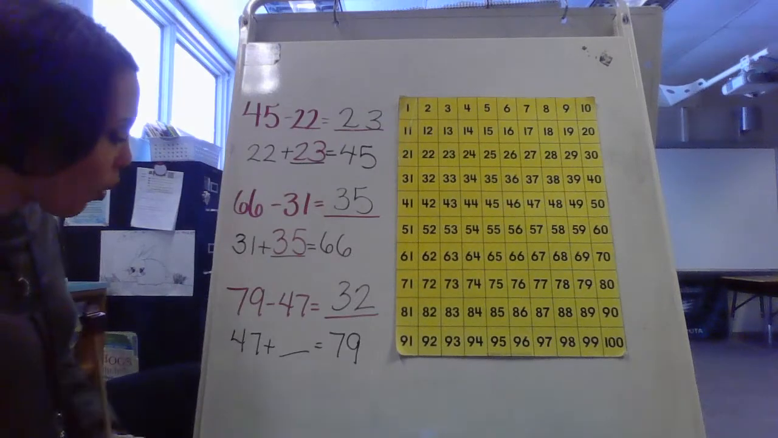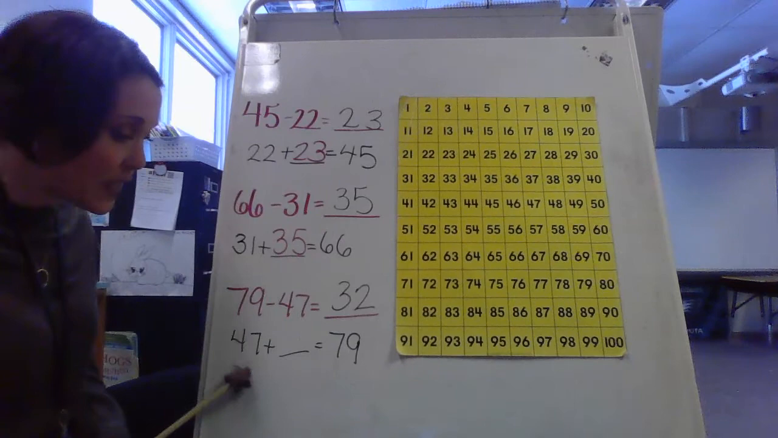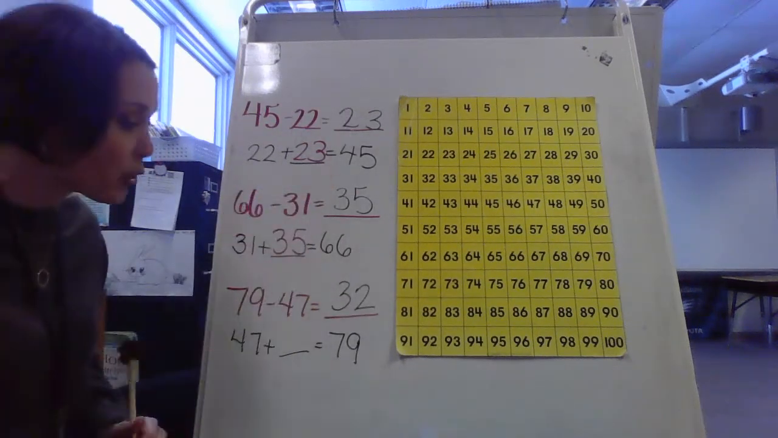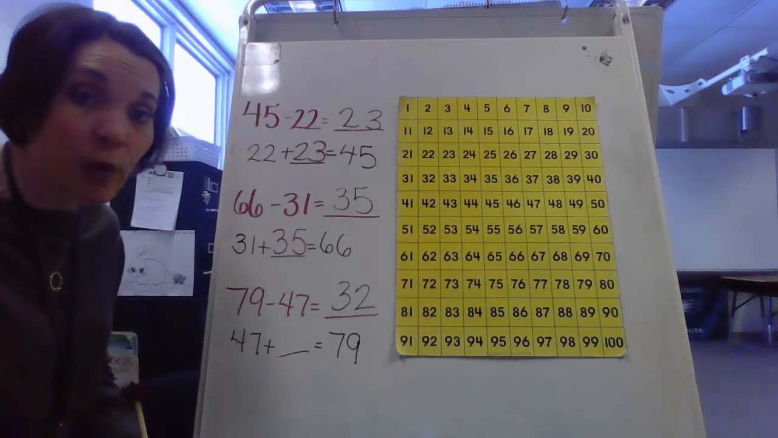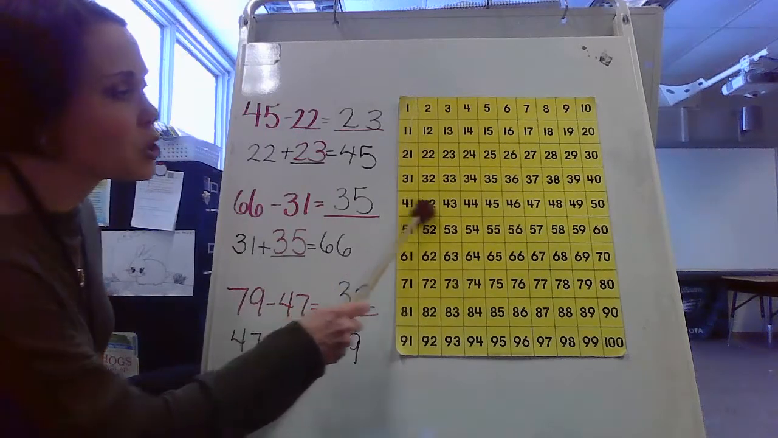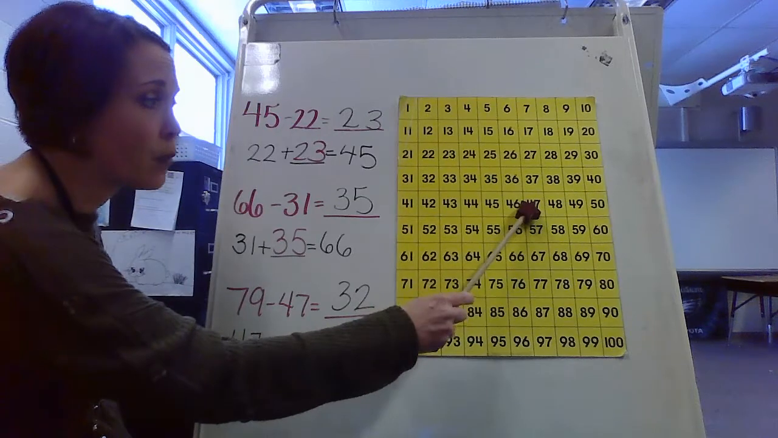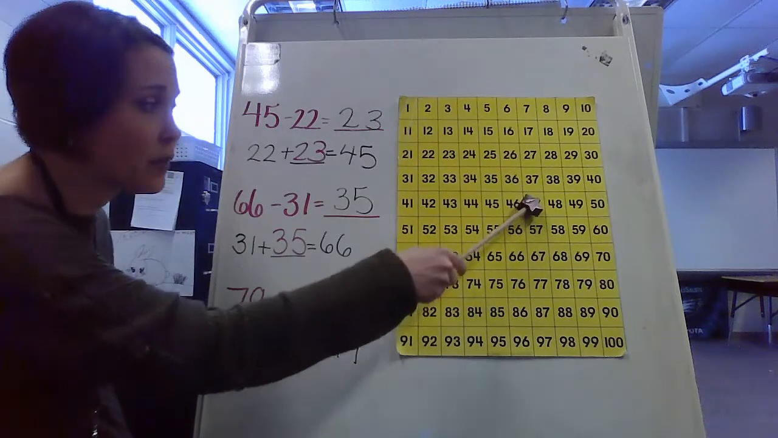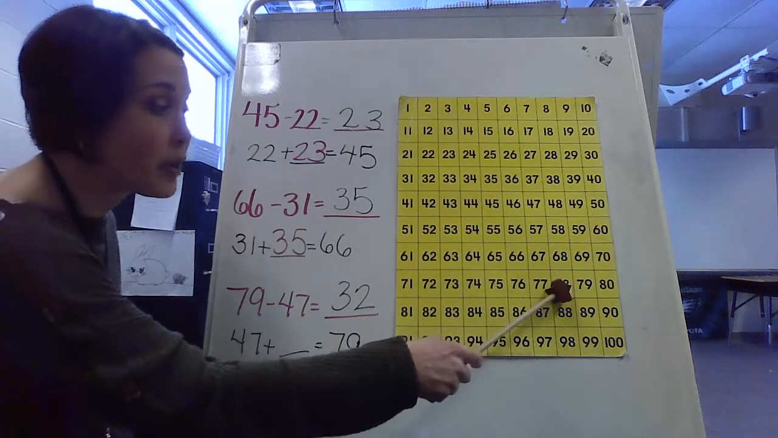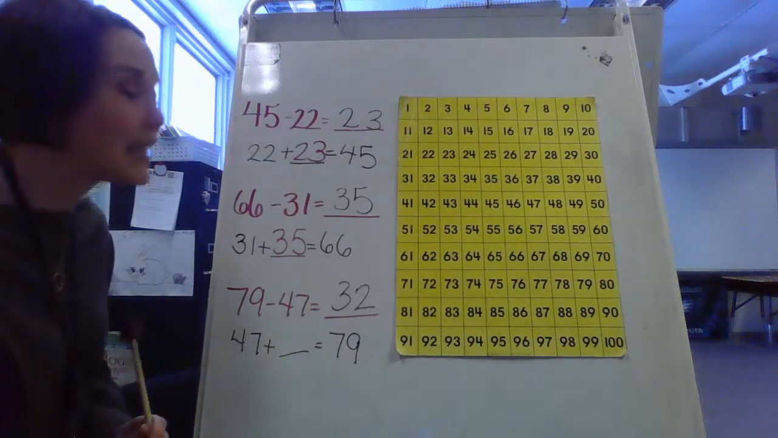So here, let's try one more. We're at 79 minus 47 equals 32. We're going to do 47 plus what is going to give me 79. Hopefully, it's going to work out like these other two did. We are going to figure out that it's going to be 32. So now I want to start on 47. I want to get to 79. So here I go. I'm going to start with my tens first. 10, 20, 30, 31, 32. There's my 32. Got it.